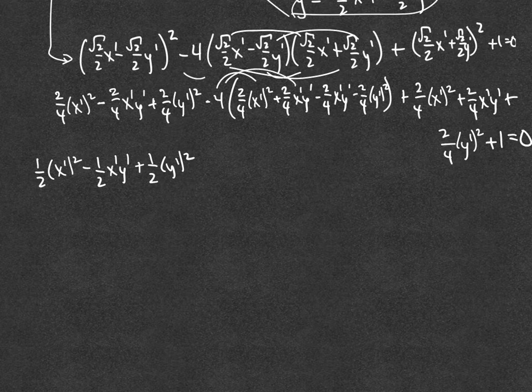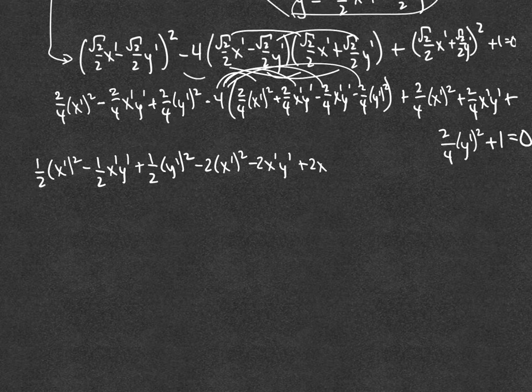And now distribute the 4 inside. So I'll have minus 2 x prime squared. Let's see, the 4's cancel. So minus 2 x prime y prime plus 2 x prime y prime plus 2 y prime squared. So there's the FOIL, and then I still have all these other terms. So again, reducing the 2/4 to 1/2.